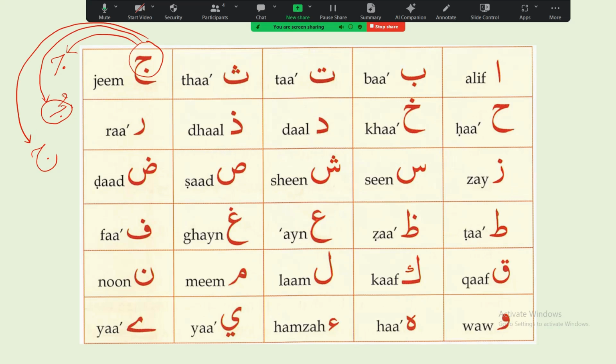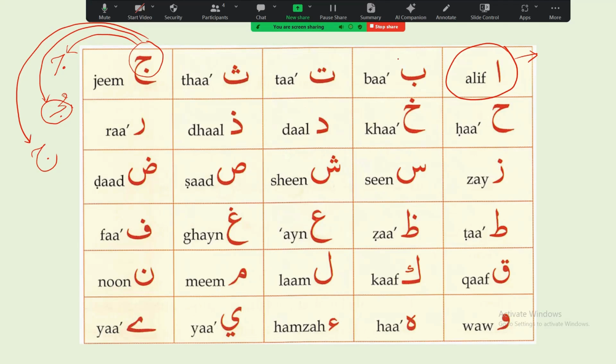So there are a maximum of 3 possibilities a letter can change, but sometimes the letter remains the same regardless of whatever position it may have. For example, this alphabet comes in the middle and it comes at the end as well. It does not come at the start. I have already told you in the previous sessions that alif does not come at the start of any word. So whenever it comes in the middle or at the end, it has the same shape, it remains intact. Okay, so this is the same shape alif will have.